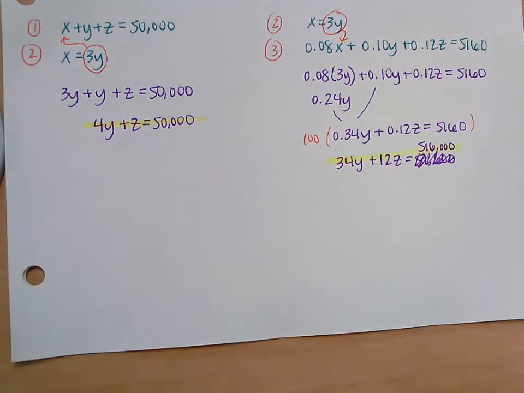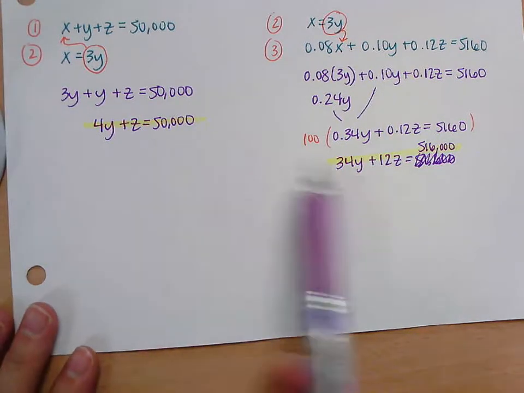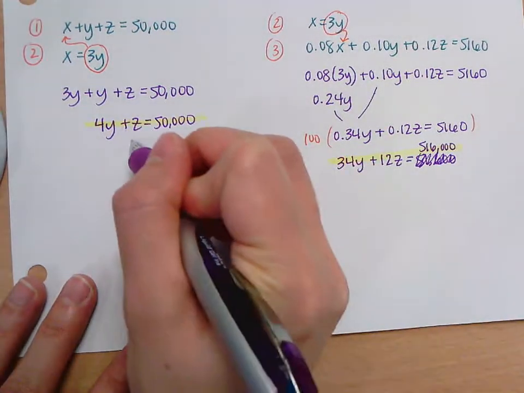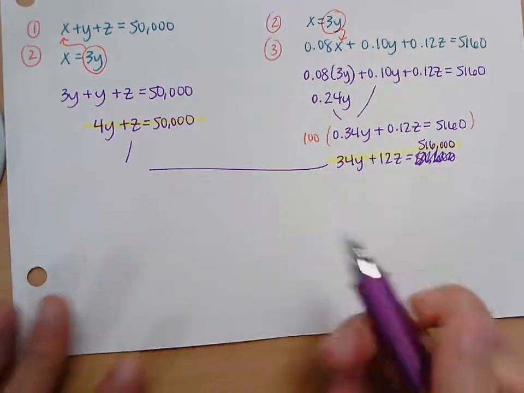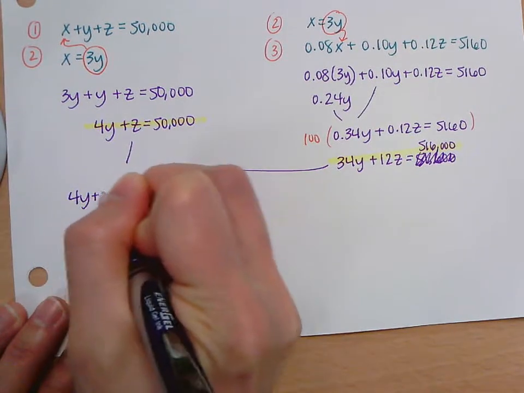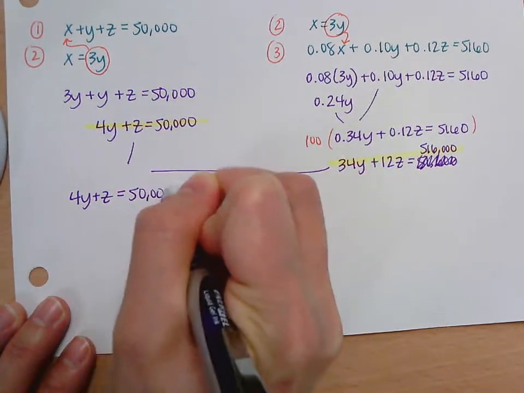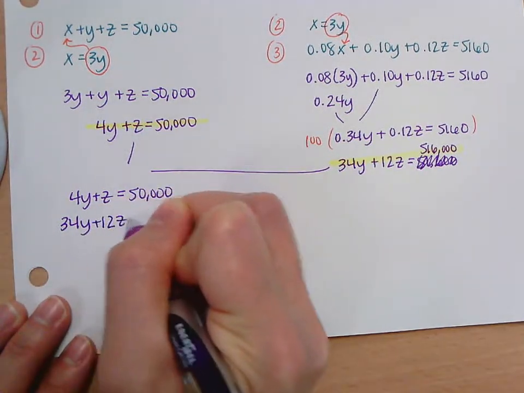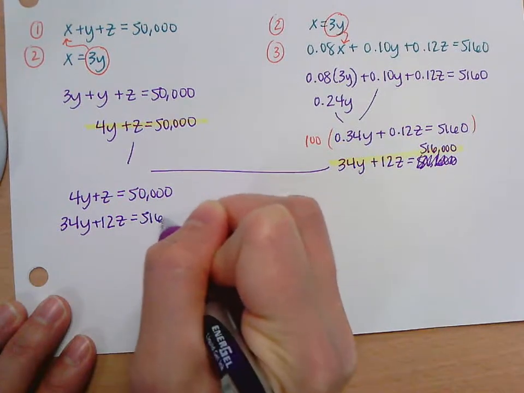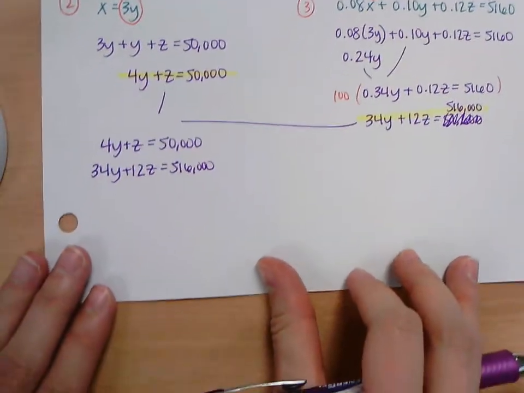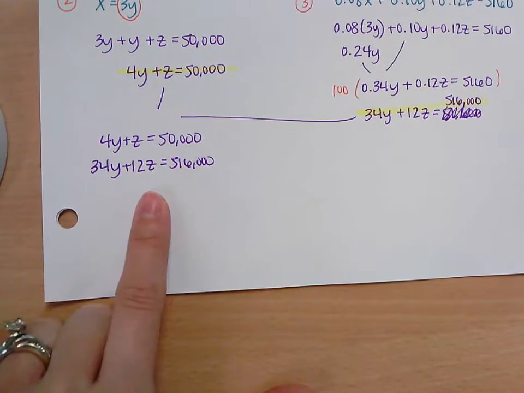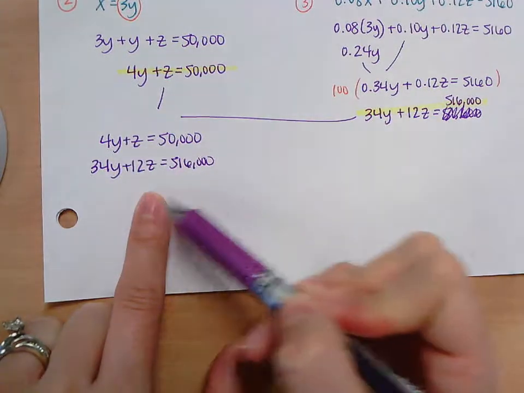So I have 2 equations where I've eliminated x. I used substitution to do it. Now I put these 2 equations together. So I'm going to just bring these over here. So 4y plus z is equal to 50,000, and 34y plus 12z is equal to 516,000. And so now I'm solving this system for y and z.